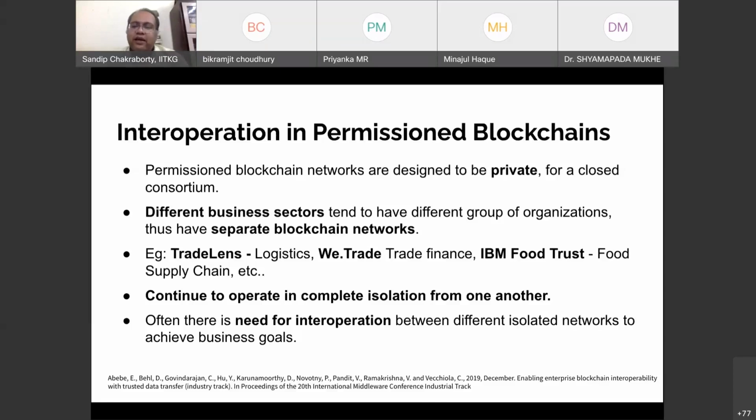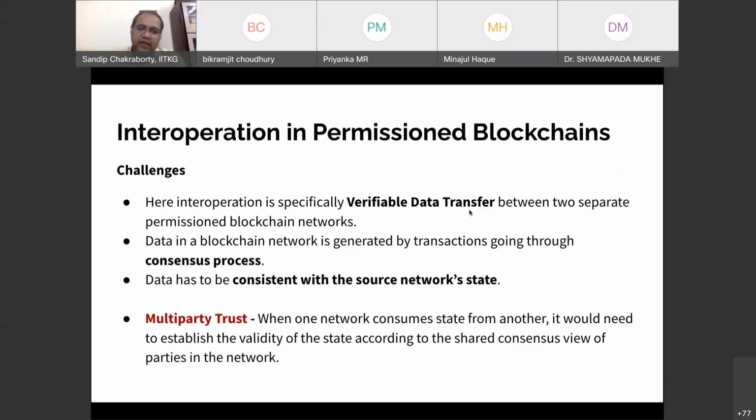And just like permissionless networks such as cryptocurrencies, these models in the permission blockchain also continue to operate in complete isolation from one another. But often there is a need for interoperation between these different isolated networks to achieve the business goal. We'll see one example, but before that, let us see what the challenges are that we face while developing an interoperation architecture for permission blockchain networks.